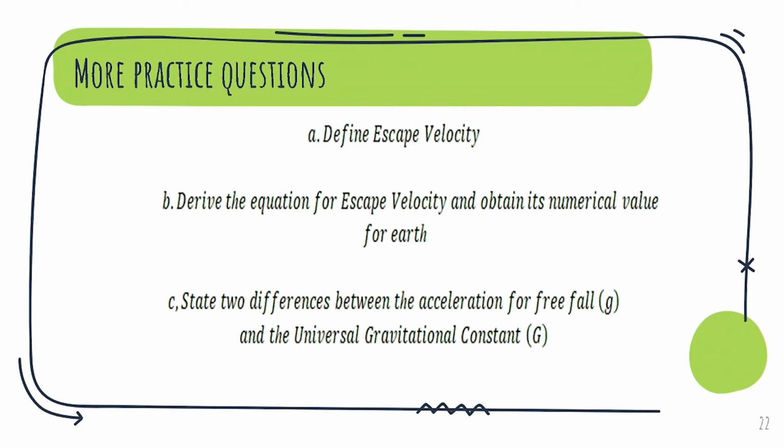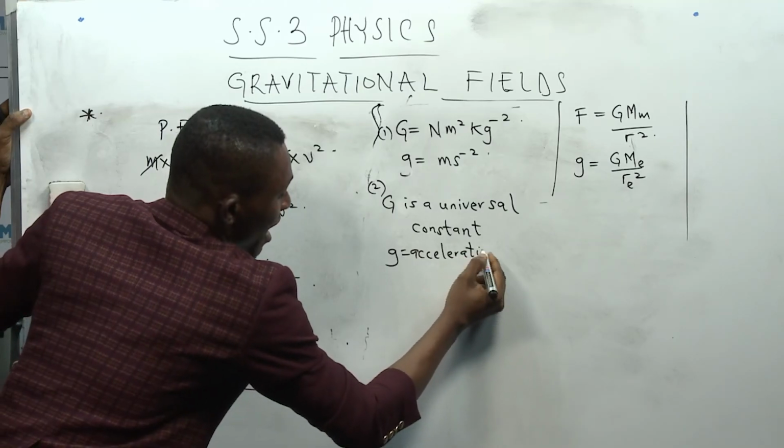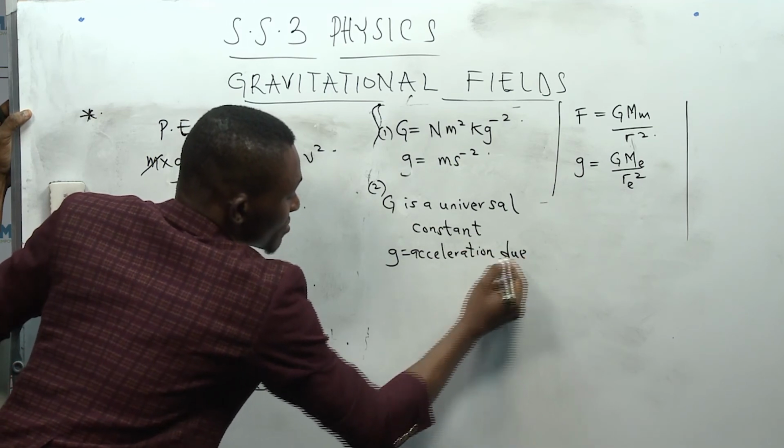Then another difference is just that G is a universal constant, while g is the acceleration due to gravity of the Earth.